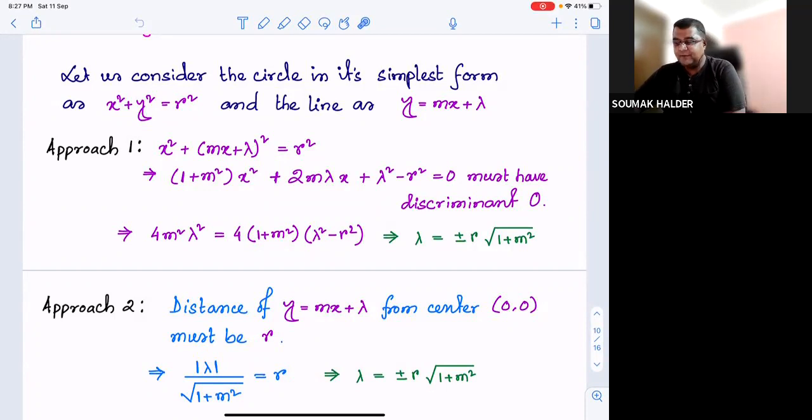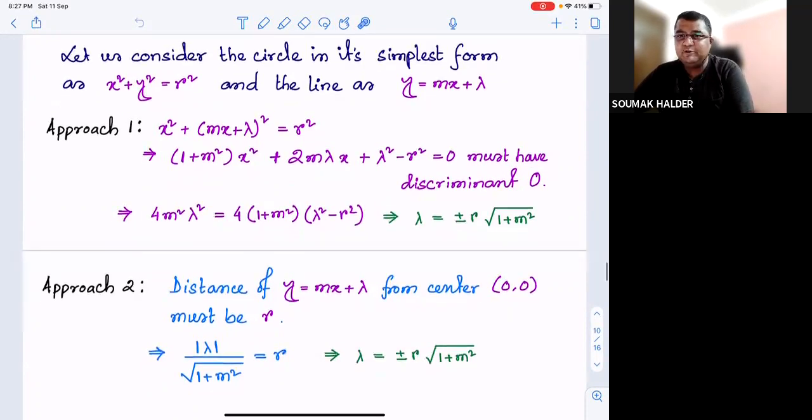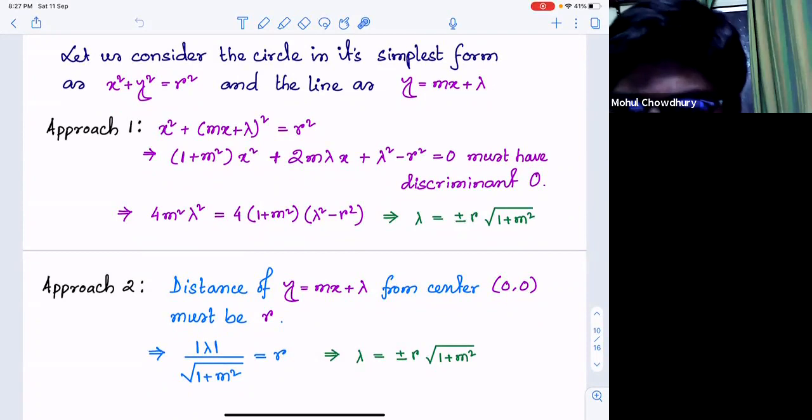Okay, is it okay with everyone? This part clear? Anyone with any confusion?